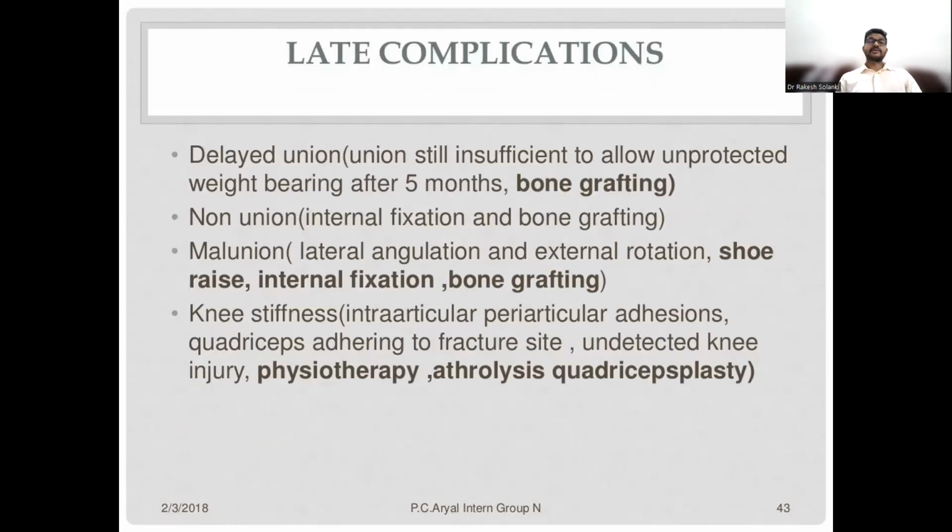The late complications are delayed union. Union is still insufficient to allow protected weight bearing after 5 months, requires bone grafting. Non-union again requires internal fixation and bone grafting. Malunion requires shoe raise, internal fixation, bone grafting. Knee stiffness, intra-articular, peri-articular adhesions, quadriceps adhering to the fracture site. Undetected knee injury requires physiotherapy, arthrolysis, and quadricepsplasty. These are the late complications of femoral shaft fracture.